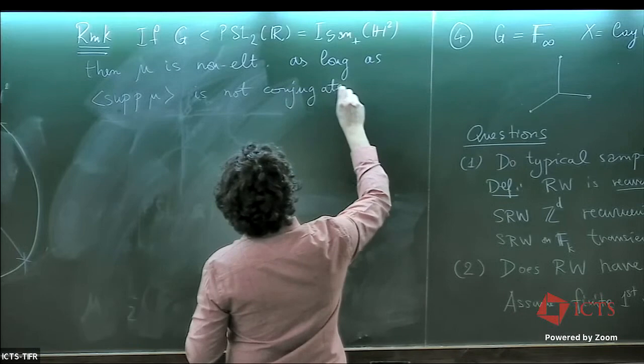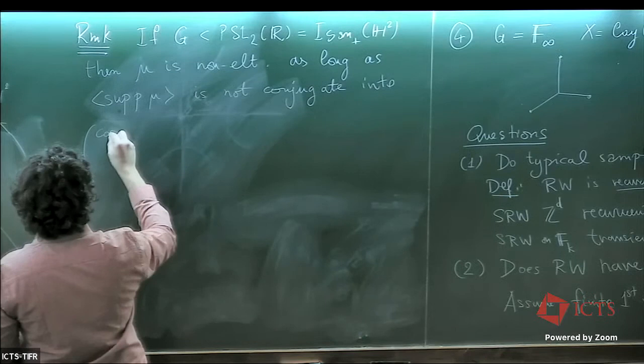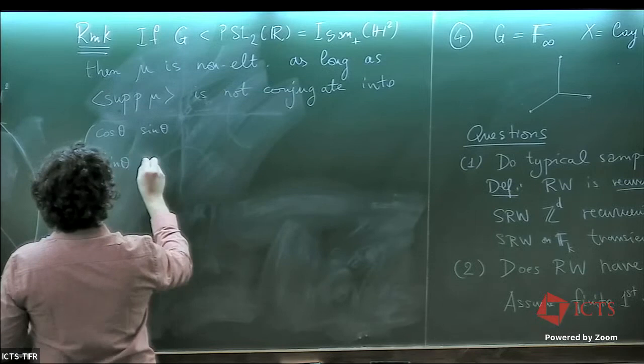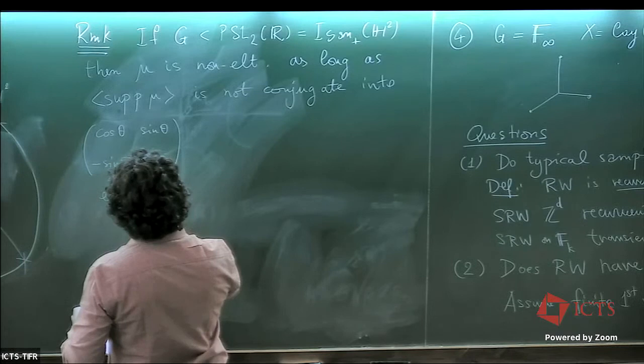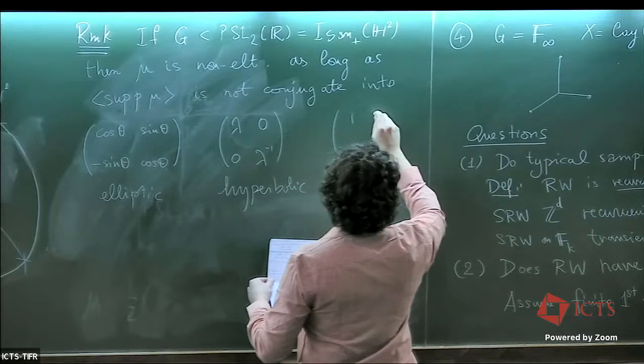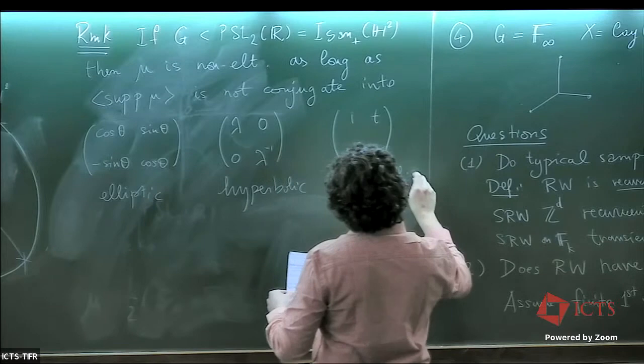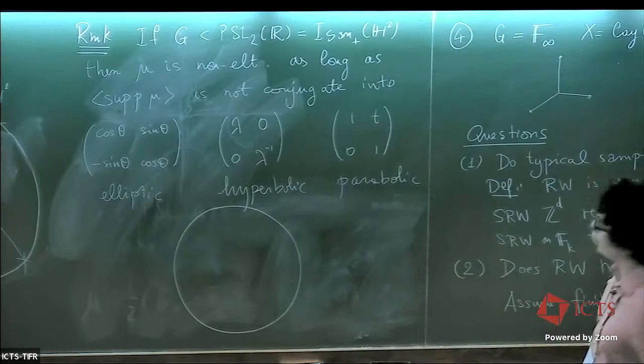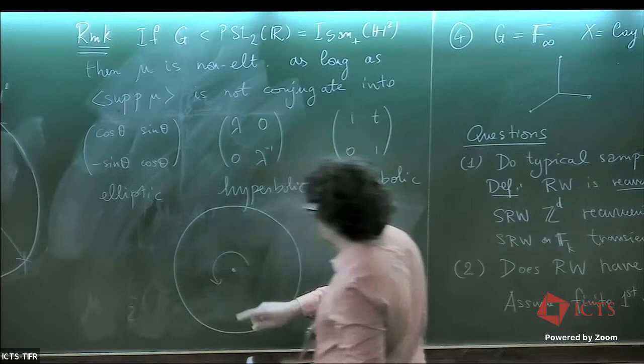So you can do rotation, for instance, rotation around i. So this would be a purely elliptic situation. Or you could have a purely loxodromic, purely hyperbolic situation. Or you could have a purely parabolic situation like that. So these are cases where obviously you don't expect such a result to be true, because in this case the whole group is rotating around the base point. So definitely you're not going to have any convergence to the boundary.